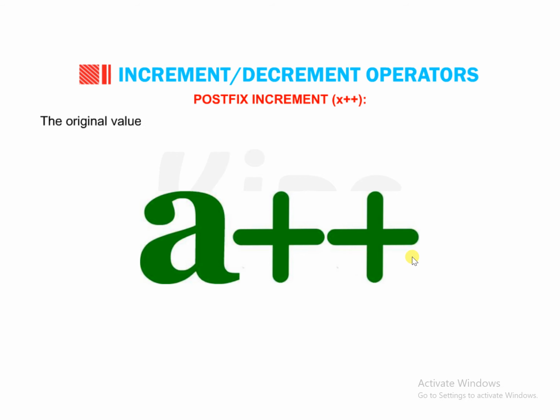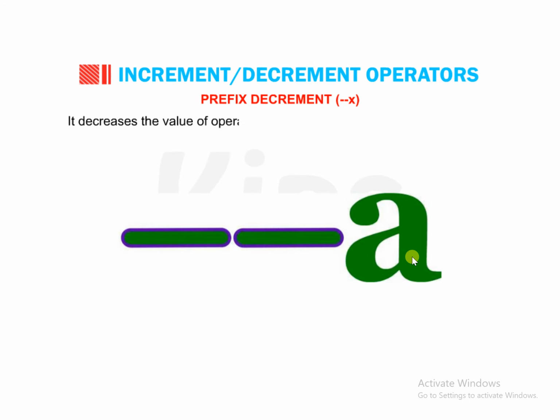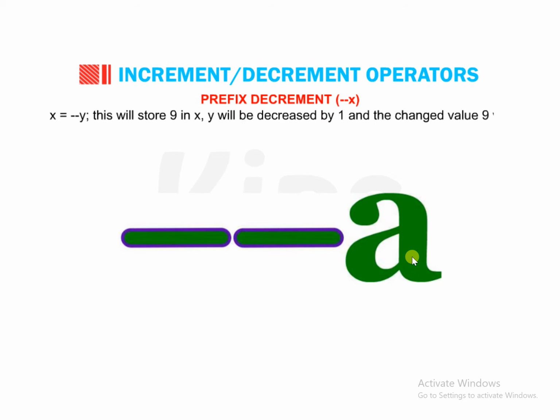The original value of y, that is 10, will be assigned to x and then y will be increased by 1. Prefix decrement, --x. It decreases the value of the operand by 1 and then evaluates the expression. If y has a value of 10, x = --y; this will store 9 in x. y will be decreased by 1 and the changed value 9 will be assigned to x.